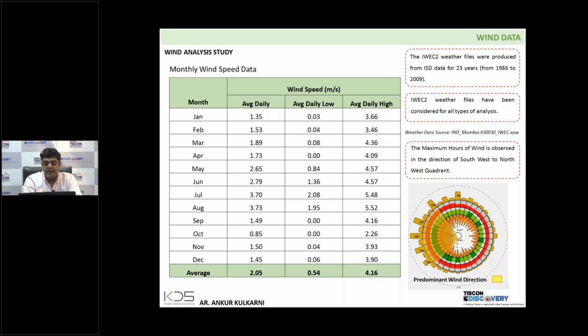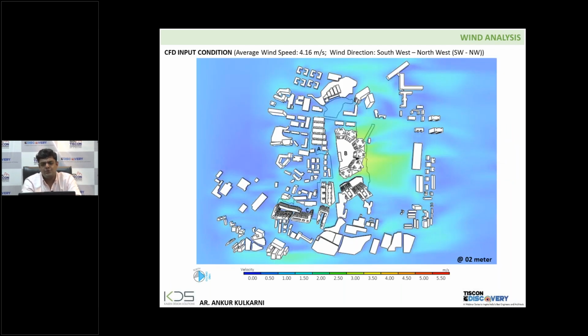So when we do a wind analysis just to check the ventilation, as well as, of course, it is not only the ventilation. I would like to make one point very clear: this is purely from the perspective of pedestrian comfort, as well as your ventilation requirements.